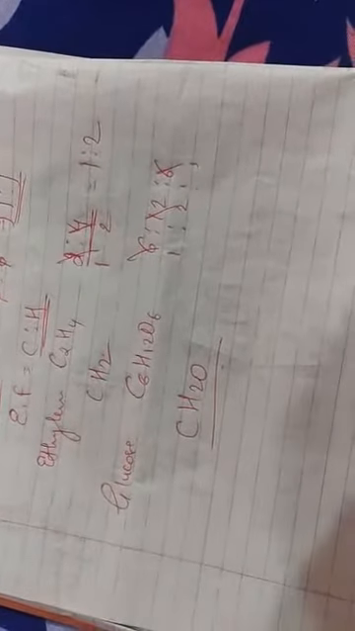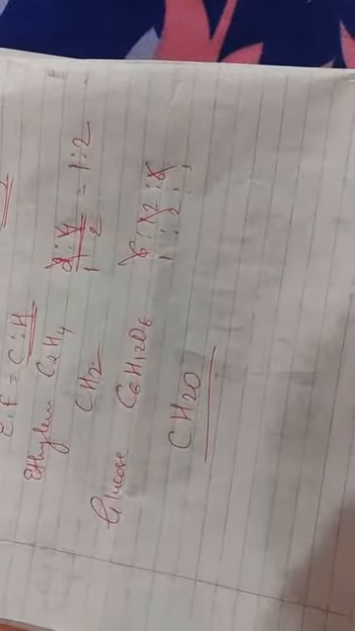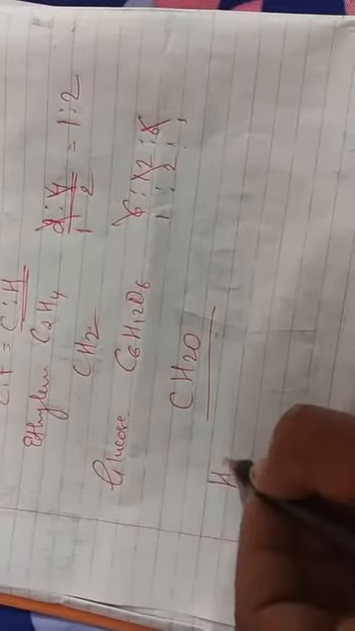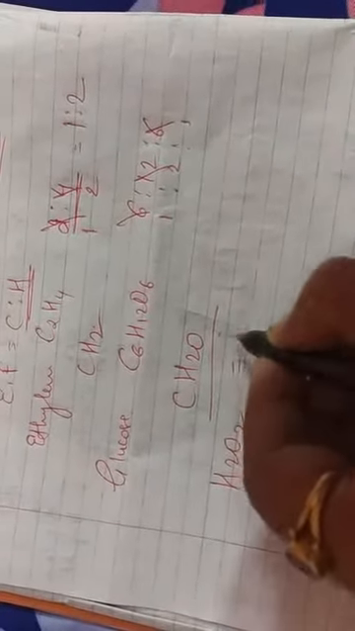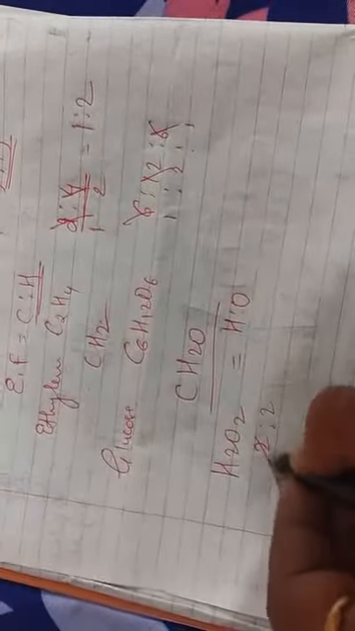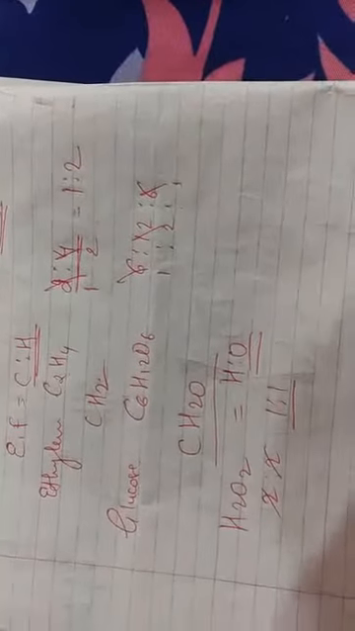In the same way, you can take some more examples also. With the help of that, we can easily find out the empirical formula of other compounds also. Hydrogen peroxide, H2O2. So its formula will become HO. 2:2 will get cancelled, 1:1, hydrogen and oxygen. Like this, we can easily find the empirical formula with the help of this method.